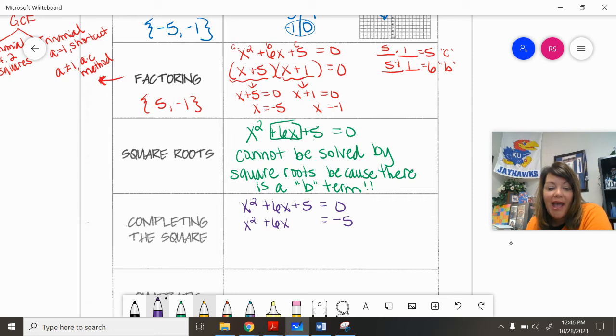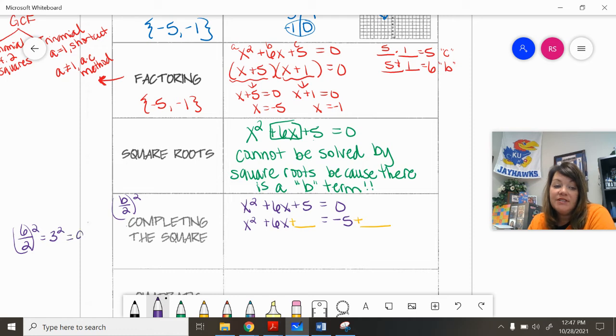I have to get it out of my way because I need to form a perfect square trinomial in here so that I can factor my perfect square trinomial. And remember, the biggest thing to remember with completing the square is the way that we complete the square is we take b over 2 squared and add it to both sides. Okay, b over 2 squared and add it to both sides. So for this one, my b is a 6. So 6 over 2 squared is 3 squared, which is 9. Okay, so I'm going to add 9 to both sides like this.